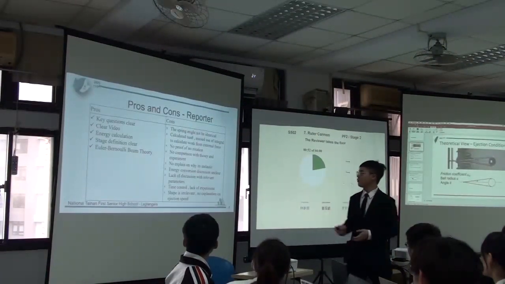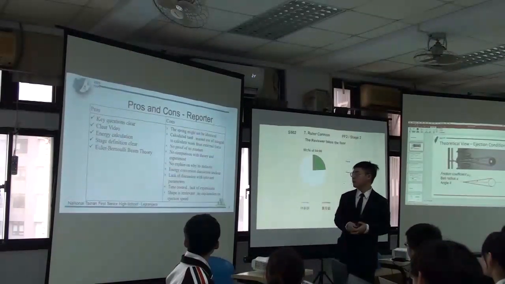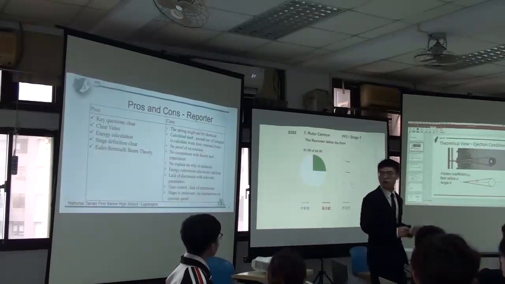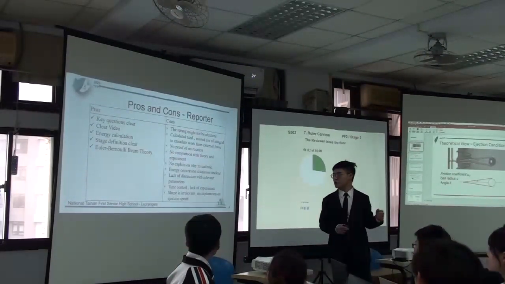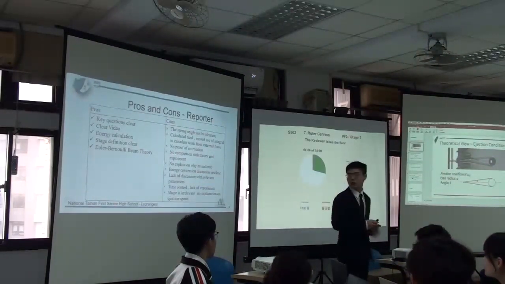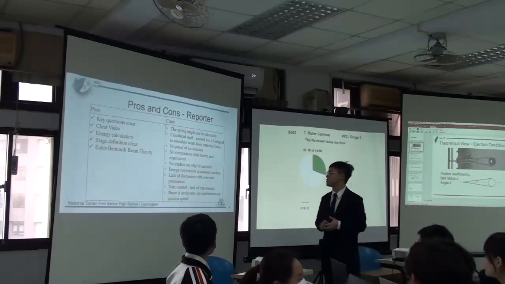The pros of the reporter are that their key questions are clear, and they have a clear video and energy calculation. The stage definition of the ejection process is pretty clear. And they use Euler-Bernoulli beam theory to explain the bending of the ruler. Well, the cons is that the spring might not be identical in the experiment.